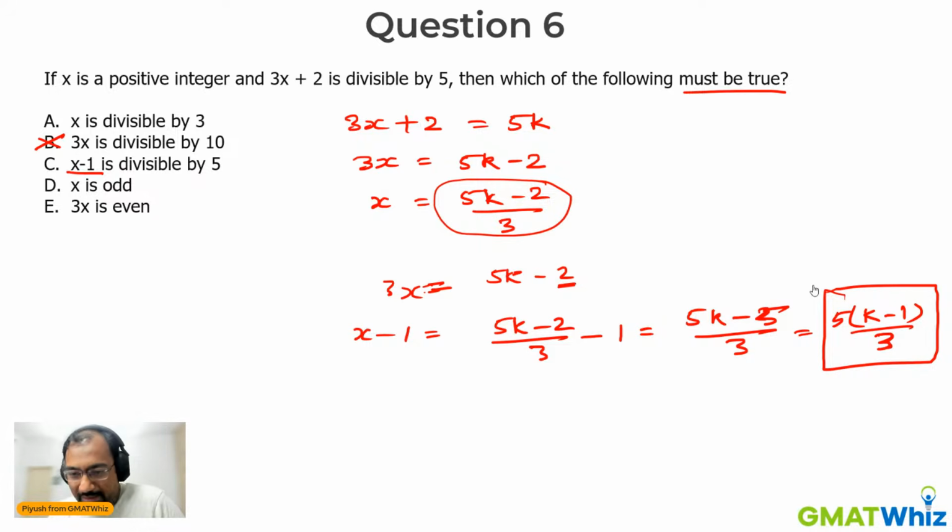So Kanishta, I'm coming to your doubt. Don't worry, I'll come back to your doubt. But I can be sure that x minus 1 is definitely 5 into another integer. So definitely this must be true.